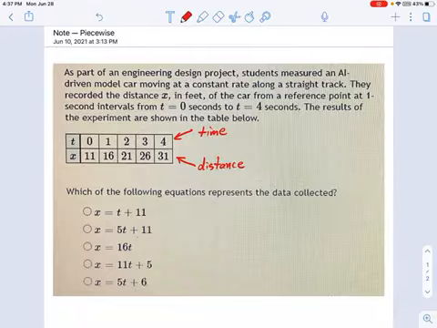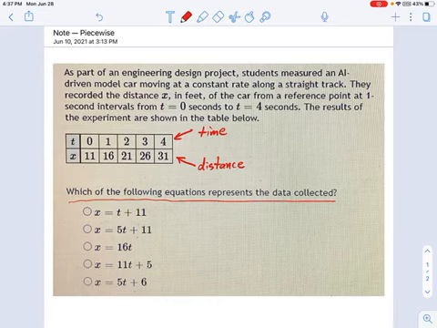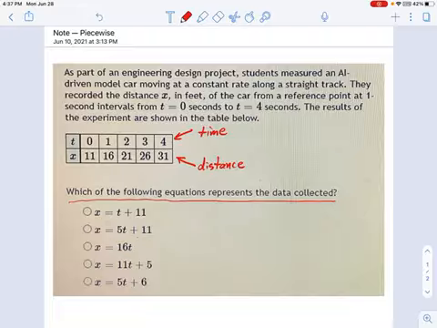But this is a basic style of algebra where you have to take a story and put it into an equation describing that story. In this case, it wants to know which of the following equations represents the data collected. You can see all these equations are x equals. So they want some kind of equation where if you plug in the various t's, 0, 1, 2, 3, 4, you get the correct answer for x: 11, 16, 21, 26, and so on.